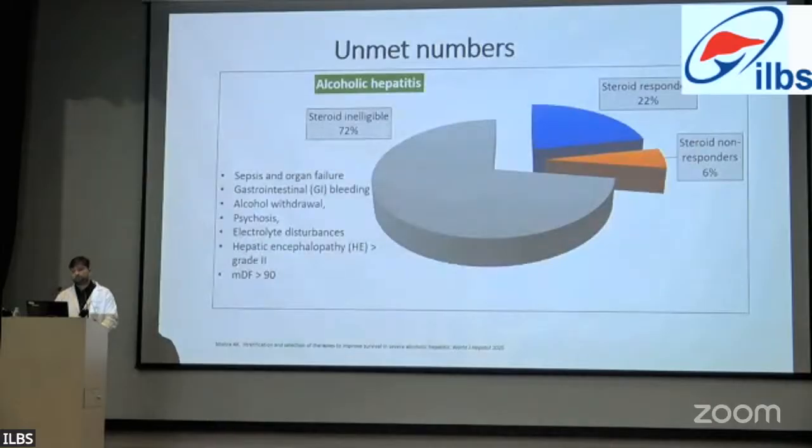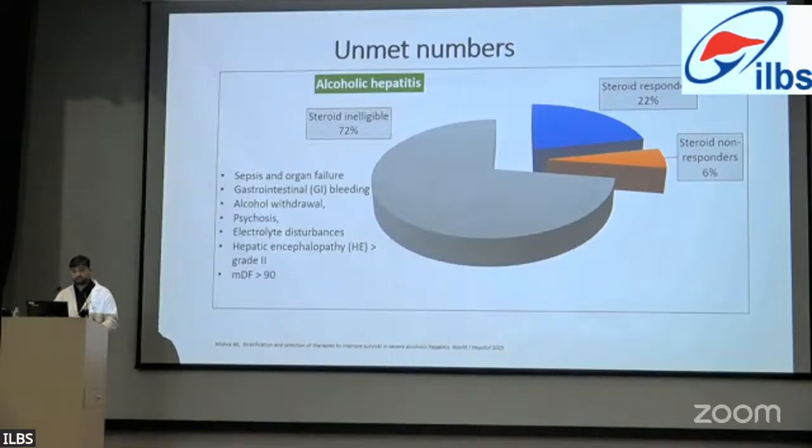But in most patients of alcoholic hepatitis, only 22% are responders, 6% are non-responders, and 72% of alcoholic hepatitis patients are steroid ineligible. So what are the causes of steroid ineligibility?